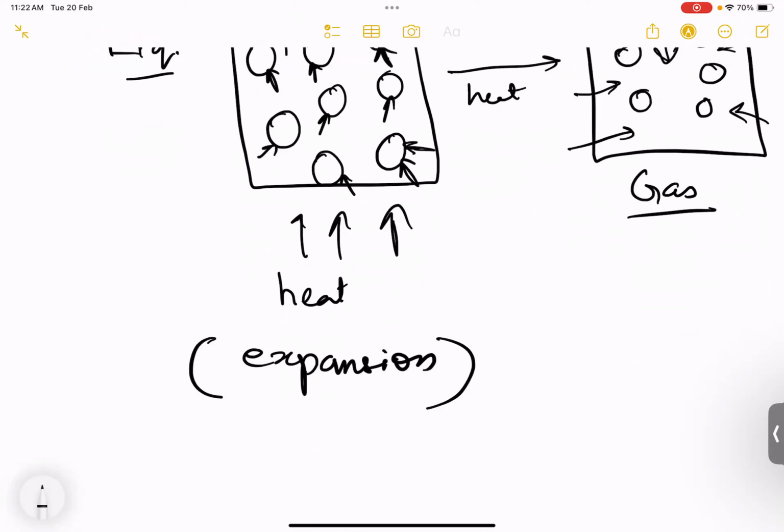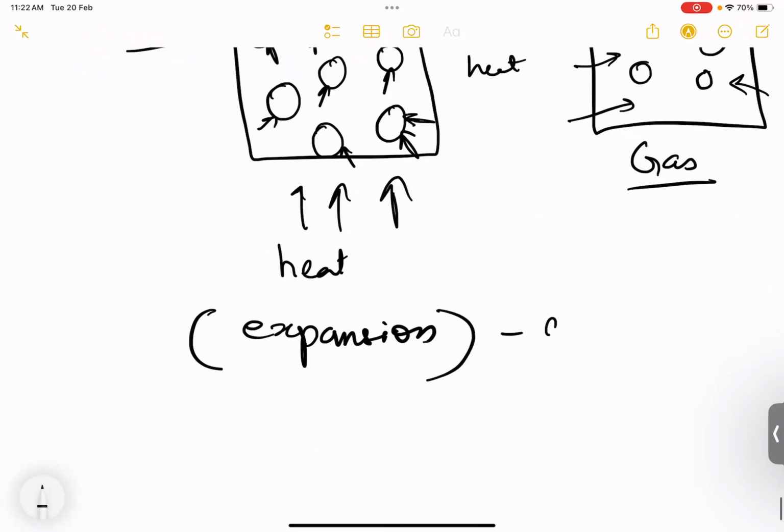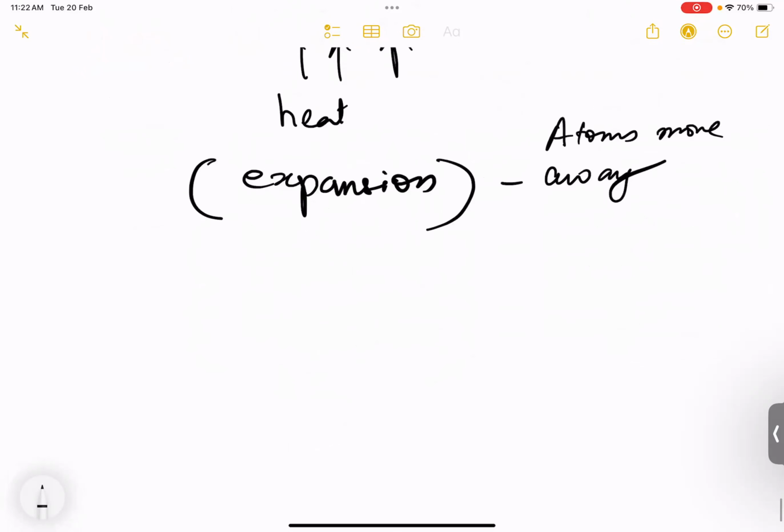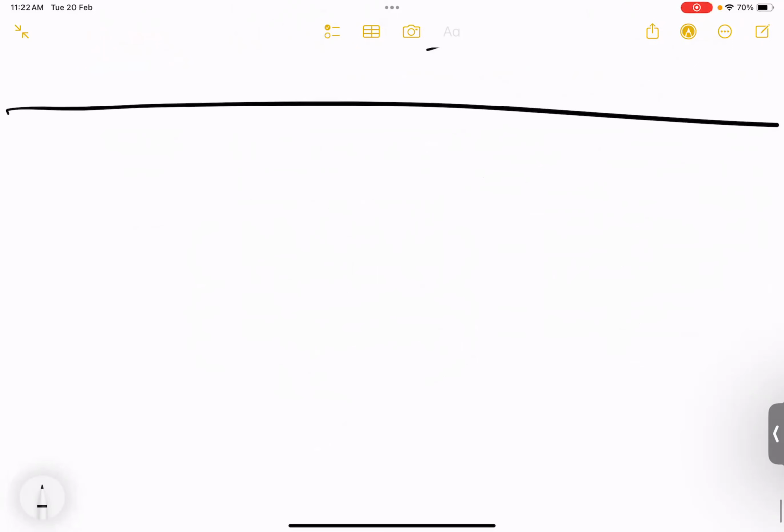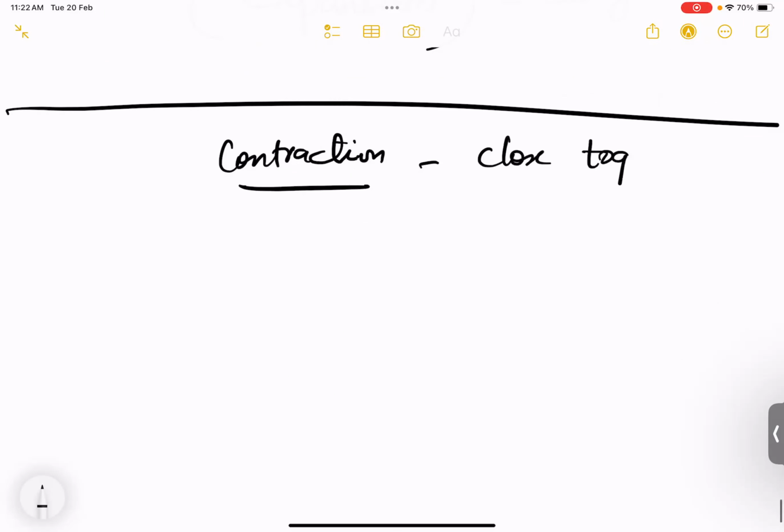The atoms are moving away from each other, so they are getting expanded. Atoms move away. Now next is contraction. Contraction is something where you bring things together, right? Close together. You contract them, you shrink them. These are the different synonyms.